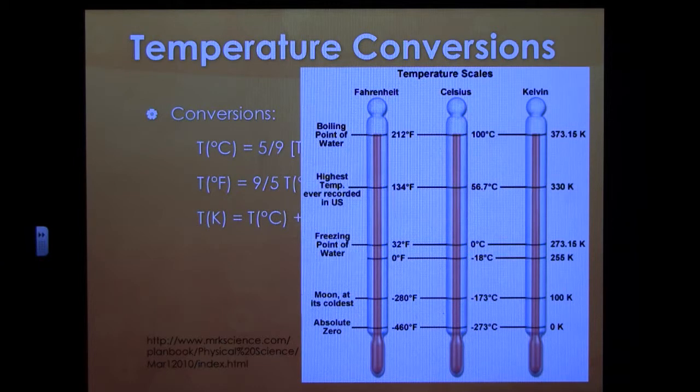The lowest temperature is negative 460 degrees Fahrenheit, which is negative 273 degrees Celsius, or 0 Kelvin on the Kelvin scale. 0 Kelvin is defined as absolute zero. Supposedly, this is the lowest possible temperature. At absolute zero, molecular motion is said to cease.